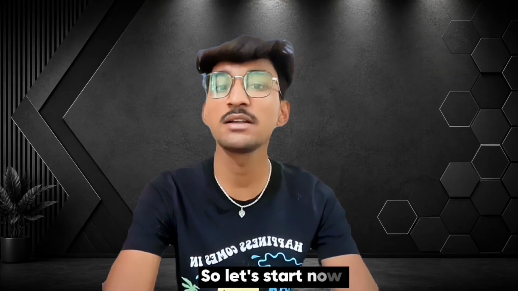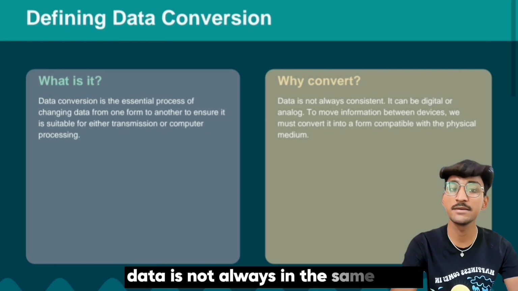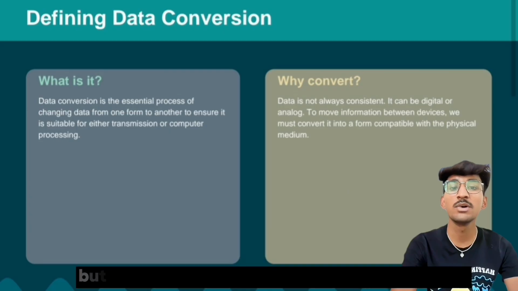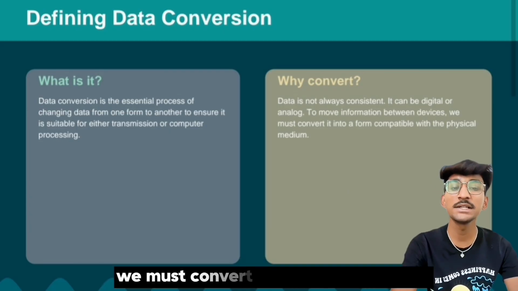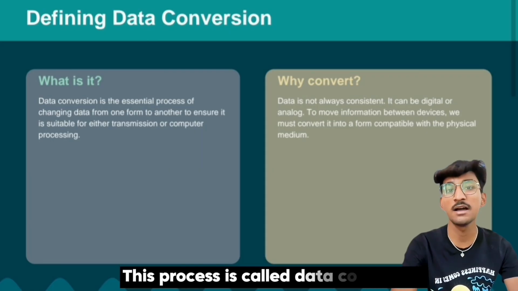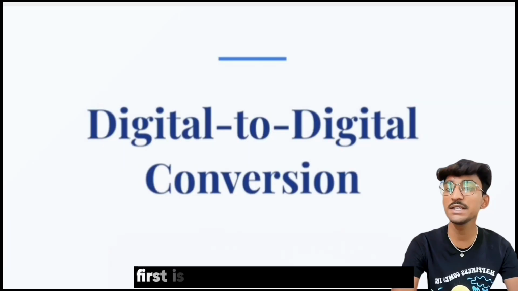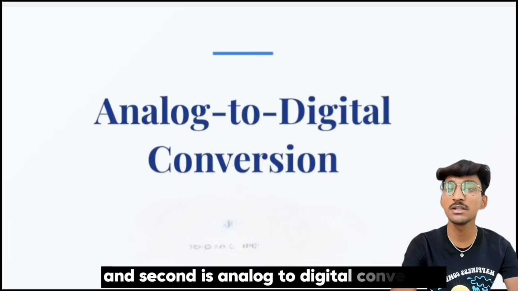So let's start now. In communication systems, data is not always in the same form. Sometimes it is digital, sometimes analog. But to transmit data from one device to another, we must convert it into a suitable form. This process is called data conversion. There are mainly two types we will discuss today. First is digital to digital conversion and second is analog to digital conversion.